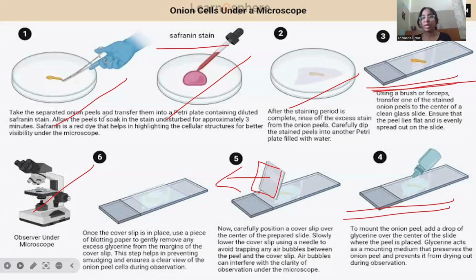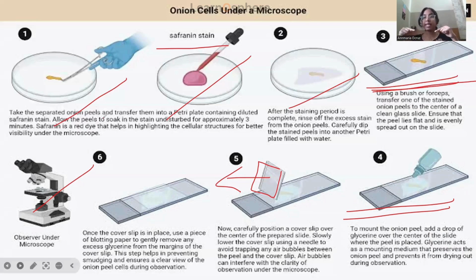Then you're going to put it under the slide. Afterwards you're going to put a few drops of glycerin. Then you're going to cover it with a cover slip. When you're covering it, there should be no air bubbles. Then you have to remove the excess glycerin which has come out while covering it with the cover slip.